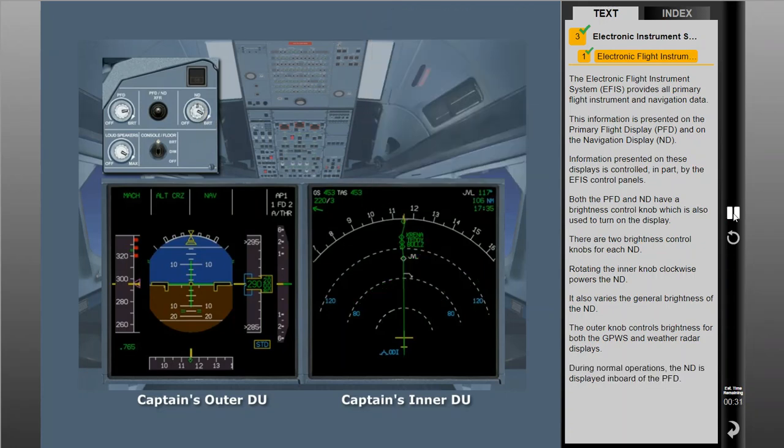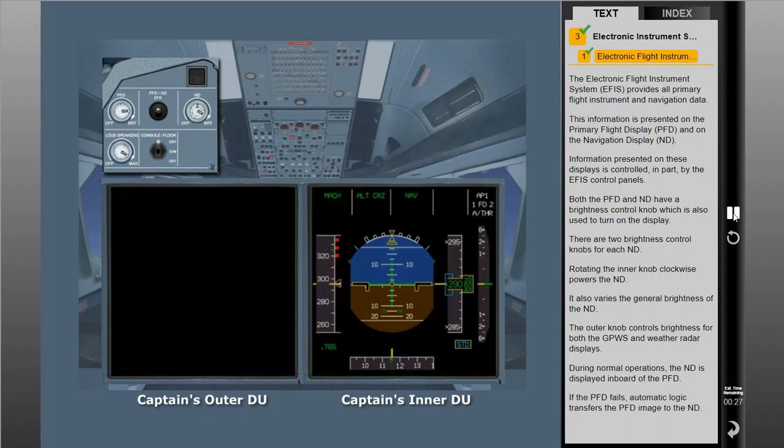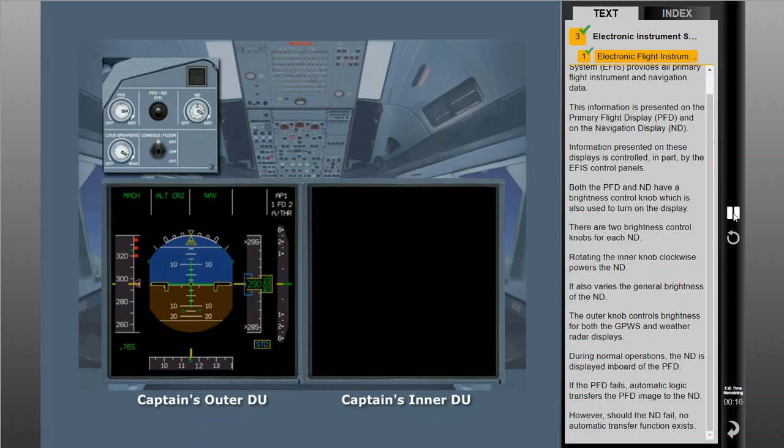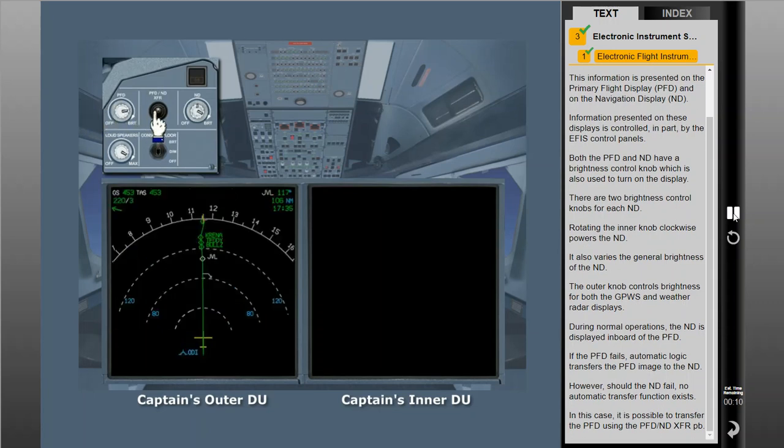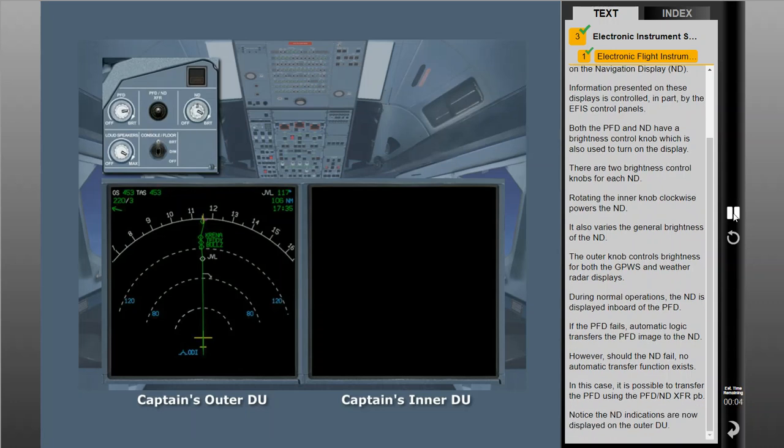During normal operations, the ND is displayed inboard of the PFD. If the PFD fails, automatic logic transfers the PFD image to the ND. However, should the ND fail, no automatic transfer function exists. In this case, it is possible to transfer the PFD using the PFD-ND transfer push button. Notice the ND indications are now displayed on the outer DU.